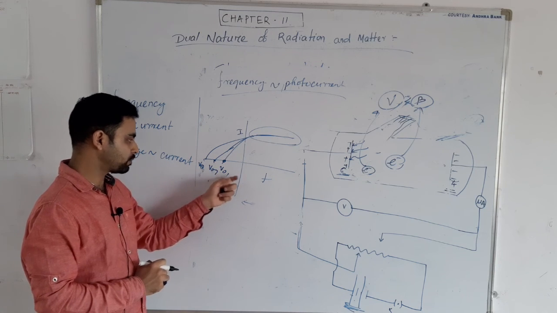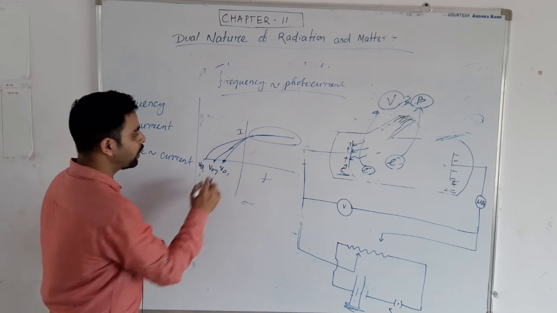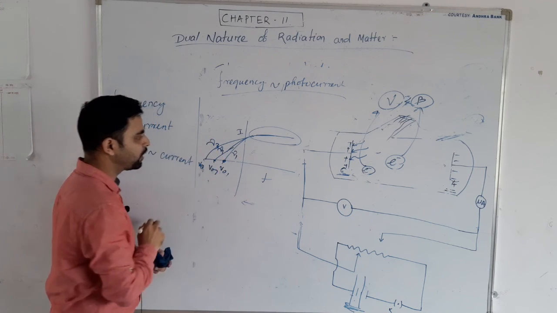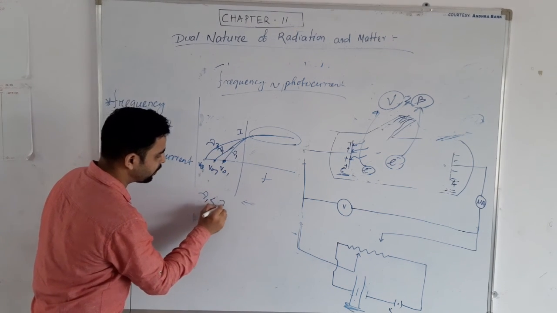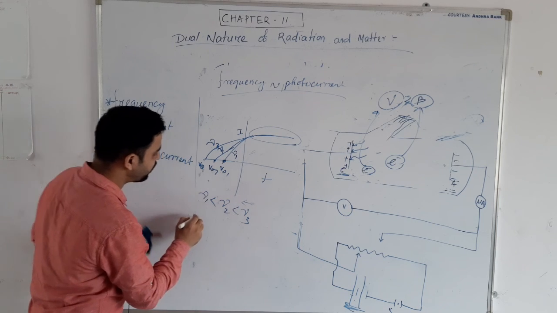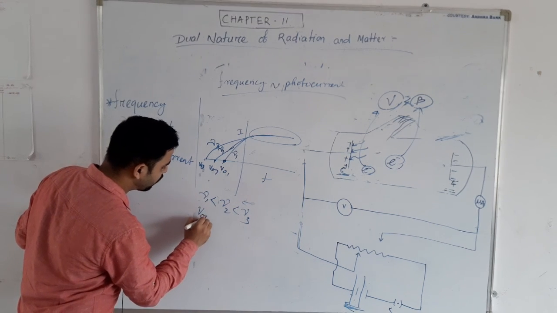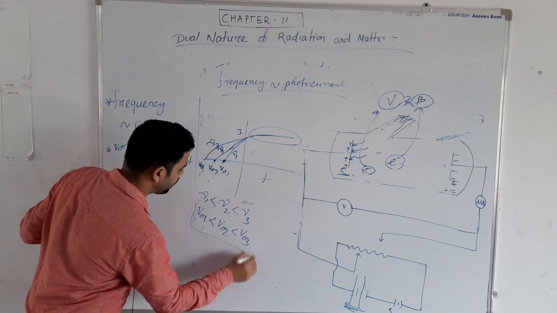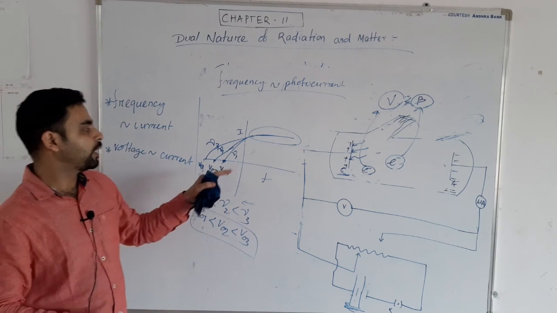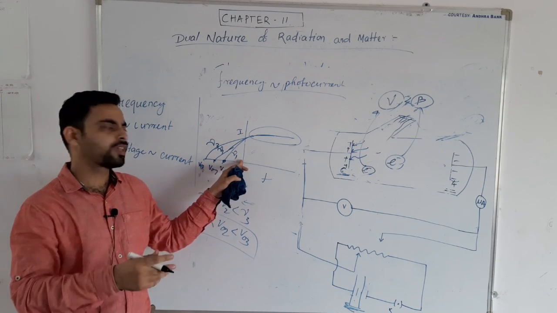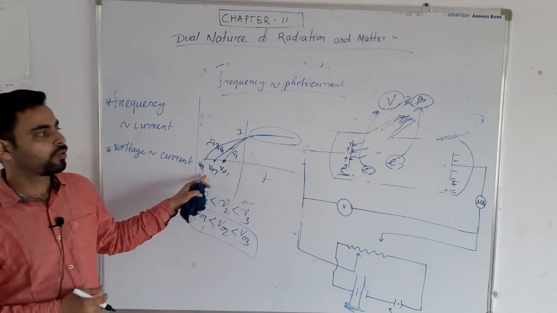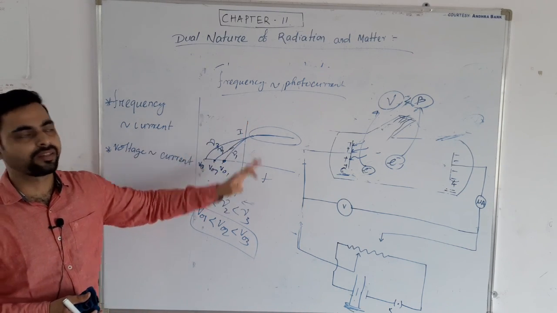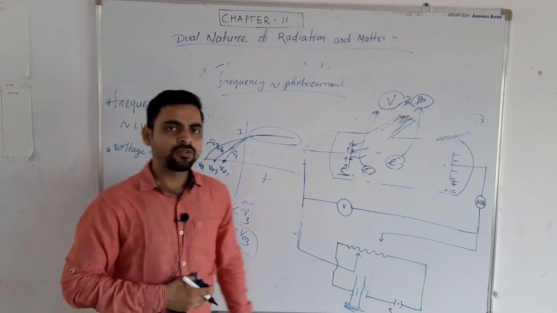require more potential. So if I say the frequencies are nu1, nu2, nu3, and nu1 is less than nu2 is less than nu3, that means stopping potential of 1 will be less than stopping potential of 2, less than stopping potential of 3. That means stopping potential depends on frequency. More the frequency, more the stopping potential. So the graph between current and frequency will look like this. Thank you for today's class.